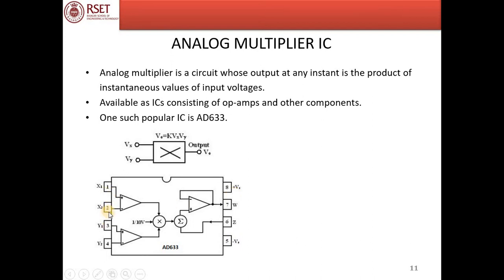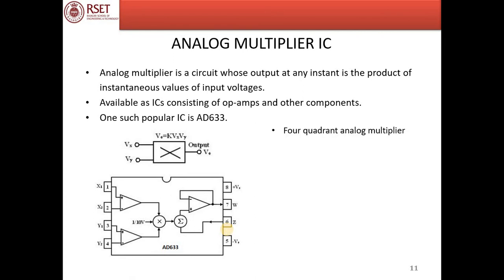So we need not always provide all these inputs. Depending upon our application, we can ground X2, Y2 as well as Z. So when we ground X2, Y2 and Z, here we will get only what? X1 into Y1 plus Z is 0. So X1 into Y1 plus 0, that would be obtained at W. So depending upon our application, we can either provide all these inputs or we can ground certain inputs.